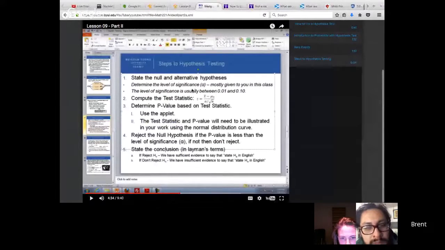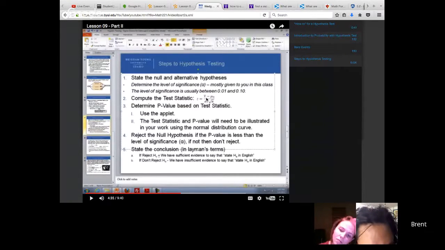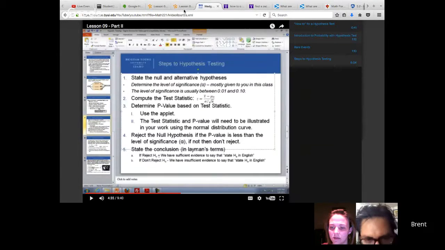But this little equation right there, do you see it? Yes. It's the z-score. It's a little weird. It's got x bar minus mu and then something else, but I can't tell what that is, over the standard deviation divided by the square root of n.